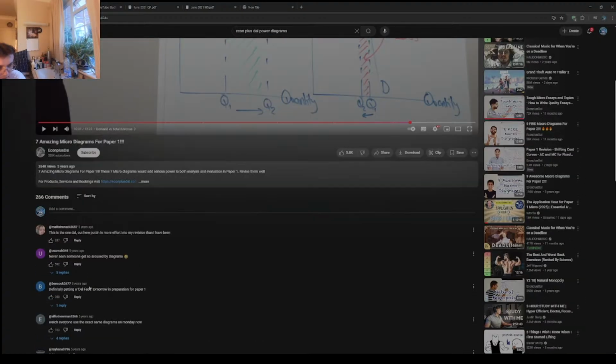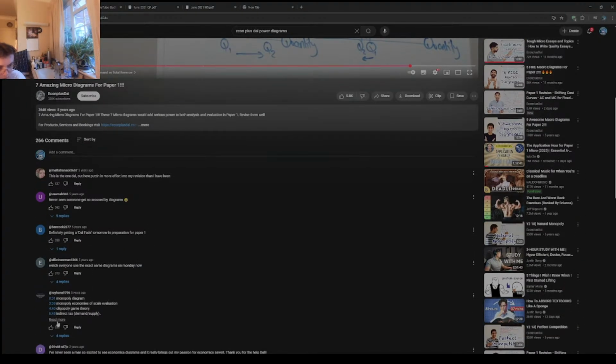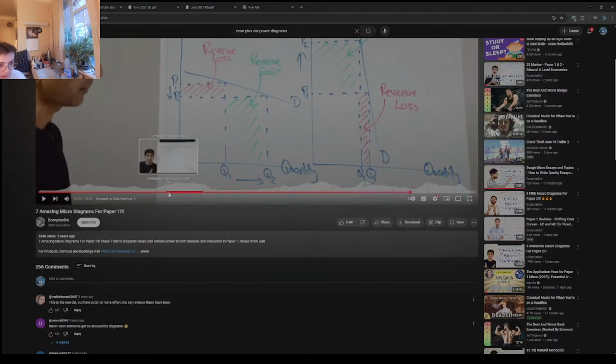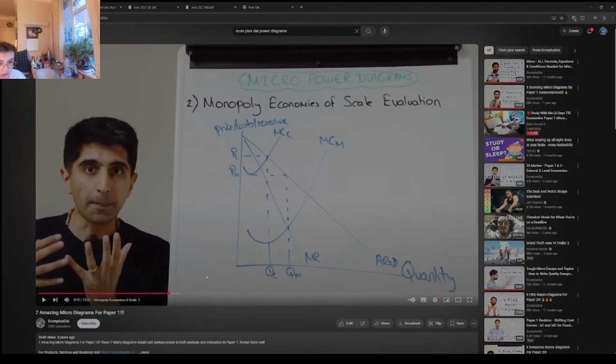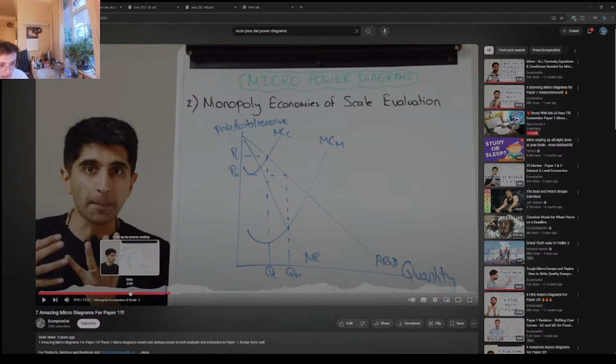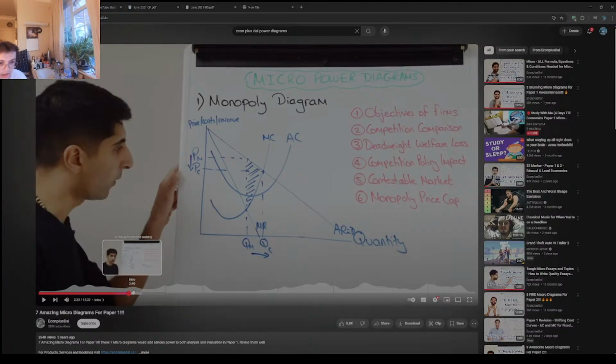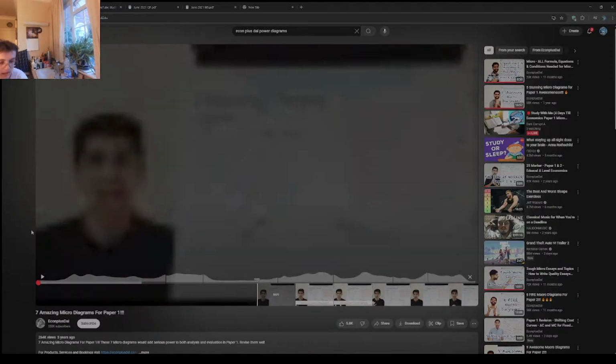Monopoly diagram, monopoly economies of scale, oligopoly game theory. What do you mean, oligopoly game theory? Monopoly economies of scale. Oh right. Q competitive, price competitive, price monopoly. Okay, I might actually go check this out. So yeah, I know. Actually, we're going to look at what he has.